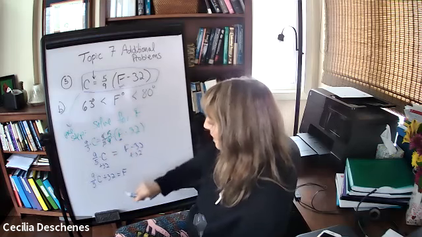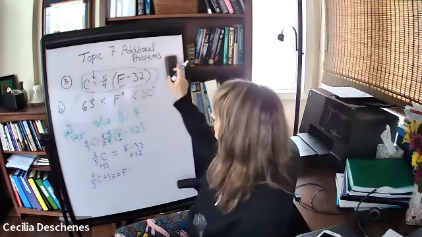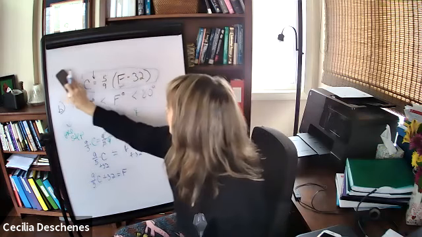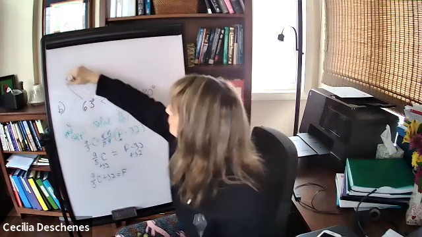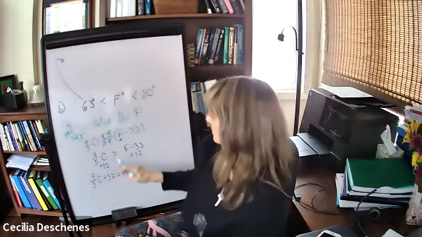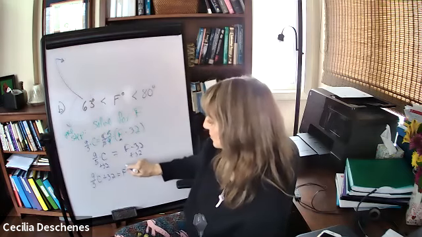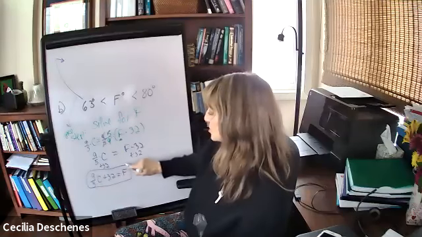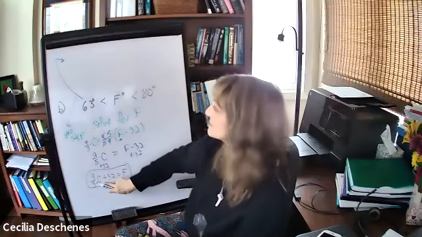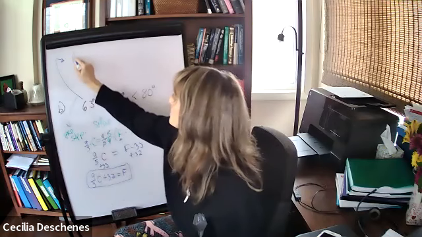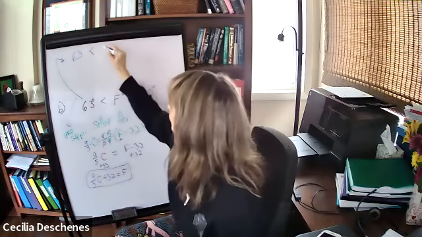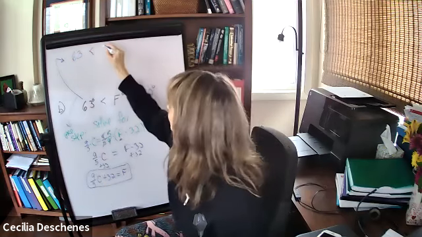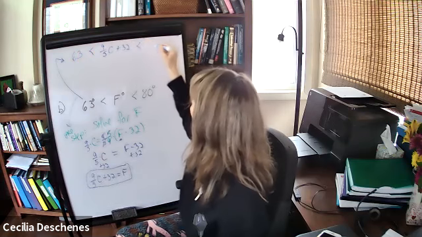So now back up in here, I can go ahead and plug that in. I'm going to need a little space, so I'm going to erase this right here and come up to the top. I'm going to rewrite this formula with this formula for F. I'm going to substitute what F is in terms of Celsius into this formula. So I have 63 is less than 9/5 C plus 32, and that's less than 80.